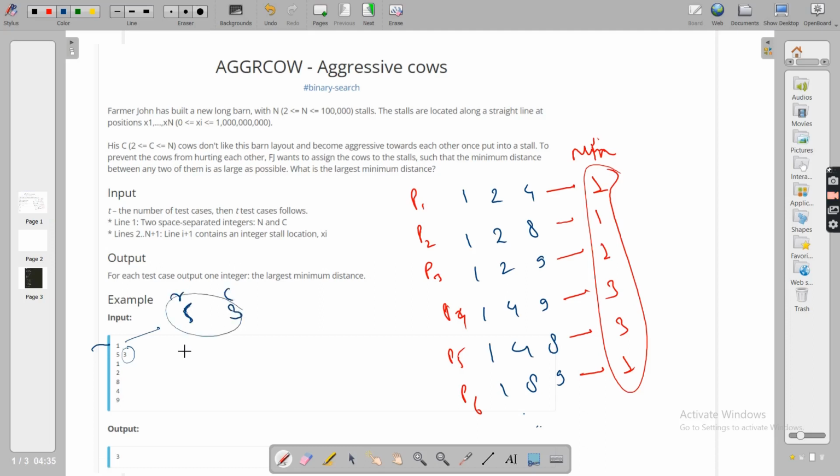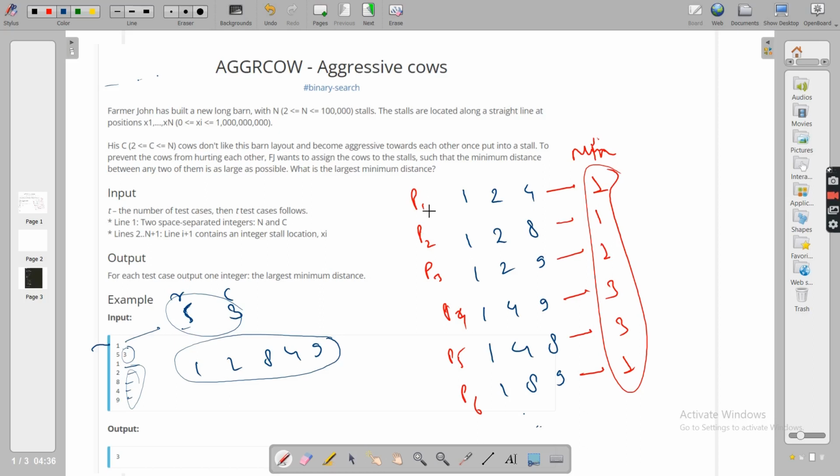And you are also given the positions of these rooms. Like on a number line, if you consider them on the x-axis, they are given at positions 1 2 8 4 9. On these positions these stalls are located. Now what this question asks is, these cows are pretty aggressive, so they want to be placed as far apart as possible.